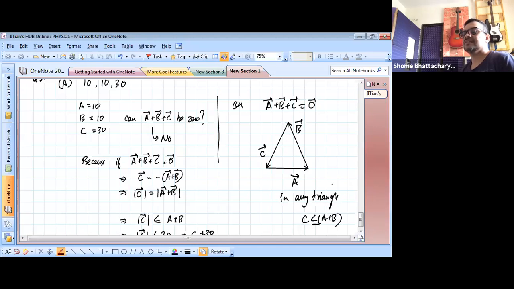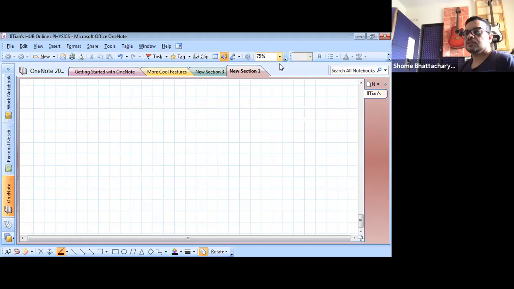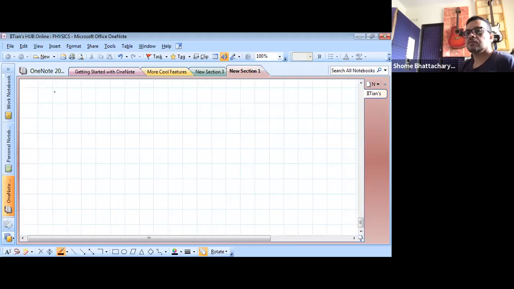So in this case, it's less than or equal to, but it can also be a case that the angle theta over here can even be 180 degrees, in which case C is equal to A plus B. I mean, it can also be 0, in which case it can be. Okay. So that is this part. Now let's look at the other options in this. So the B option, now B is more interesting because it's talking about 4 vectors of magnitudes 10, 20, 30, and 40.